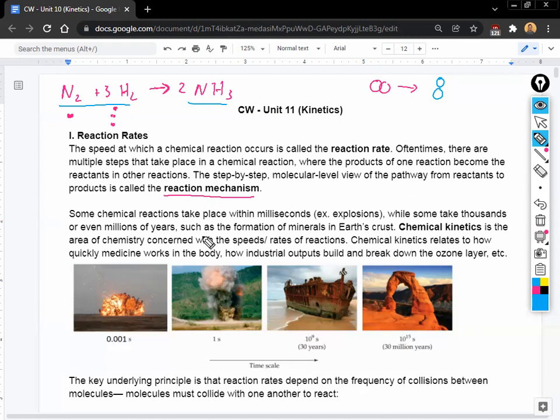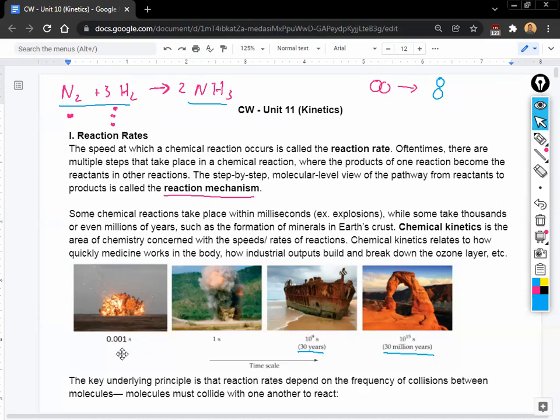So there's different amounts of time. So here we have some examples. We got a bomb here that's 0.001 seconds. We got an explosion here that's 1 second. Rusting of a ship can take 30 years. It's 10 to the 9 seconds. And formations of different minerals and things like that can take 30 million years. 10 to the 15 seconds. Okay.